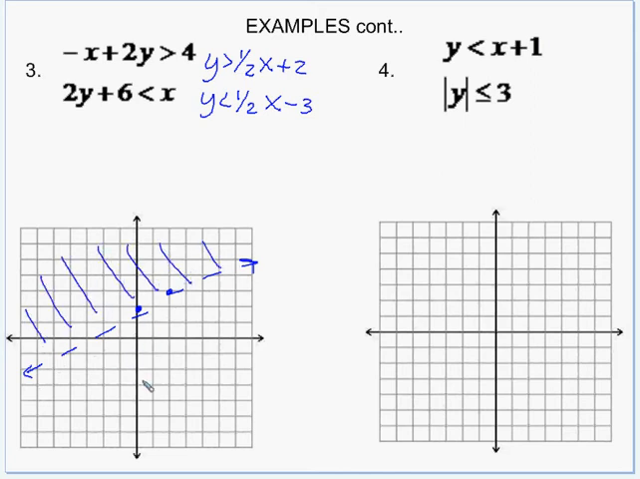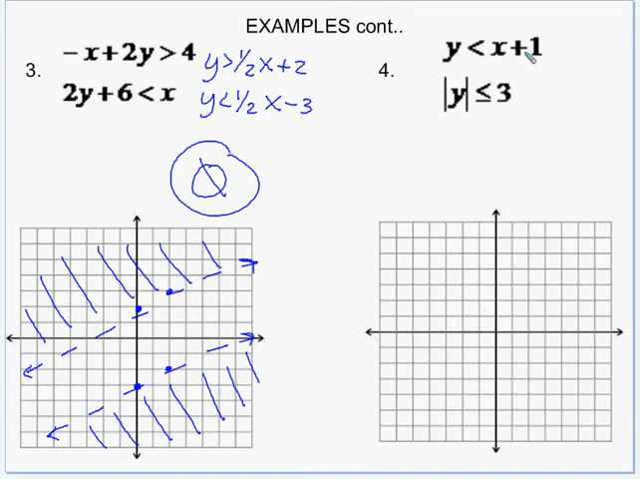On the second one we start at negative 3 and our slope is 1 over 2 as well. Another dashed line. Now we need to shade below here. Since our shading does not overlap, we actually have no solution for this one.